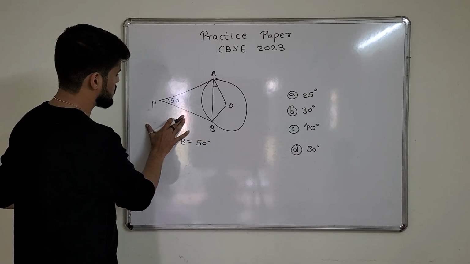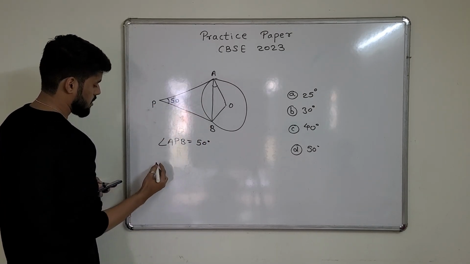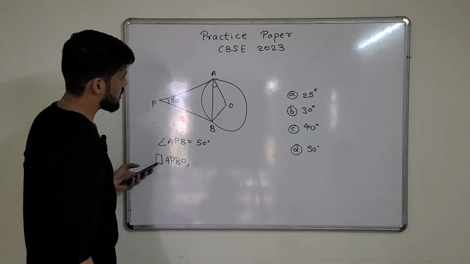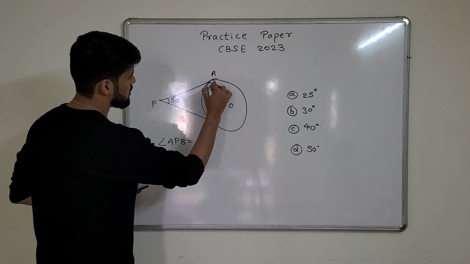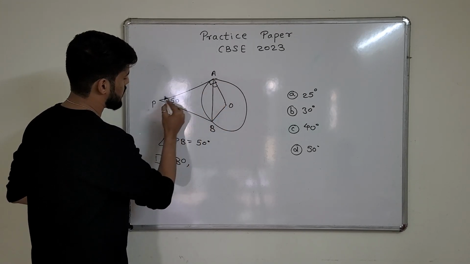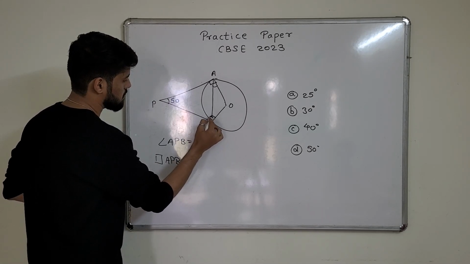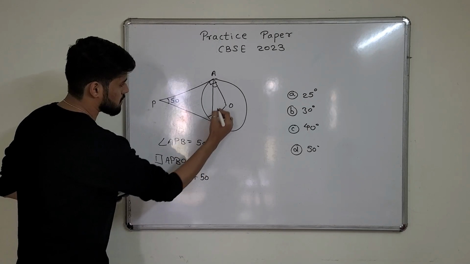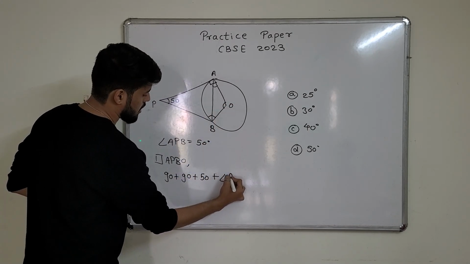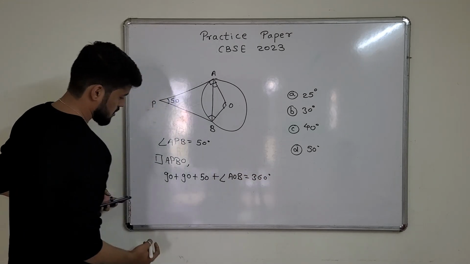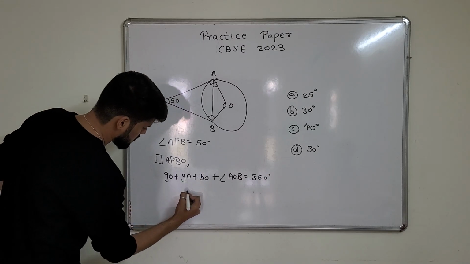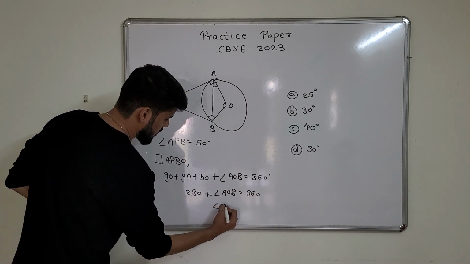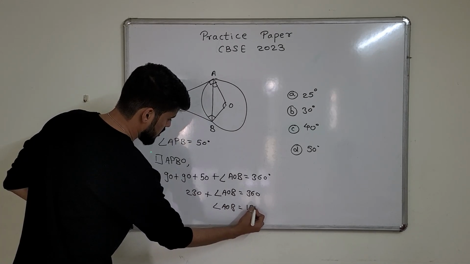So the method which we will be using is, consider this quadrilateral APBO. In this quadrilateral, we know that the angle formed by the radius and the tangent is always 90 degree. So angle OAP as well as angle OBP is 90, right? Just add all the angles, that is 90 plus 90 plus 50 plus this one, angle AOB, that is supposed to be 360 degrees. So we get 230 plus angle AOB equals to 360. We get angle AOB as 130 degree, right?